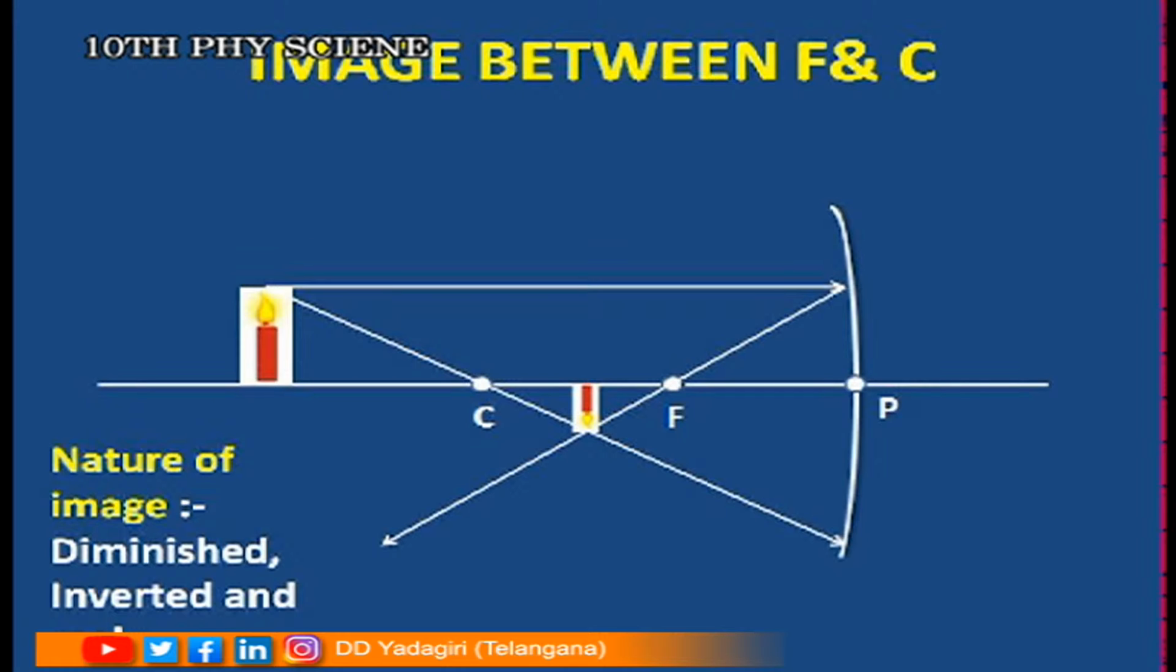Now, if you move the object farther and farther away from the center of curvature, then you will be getting a highly diminished image. As we have seen, as the object goes far away, the image gets closer and the size of the image gradually diminishes. That was with the concave mirrors, children.